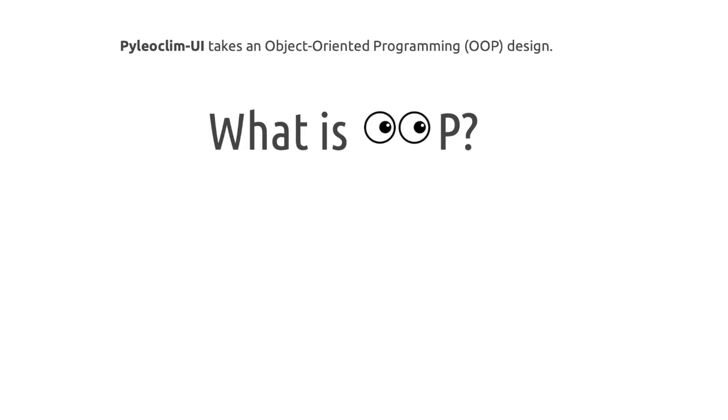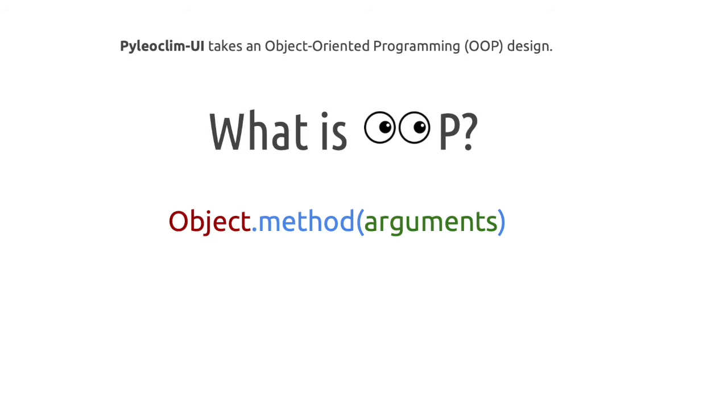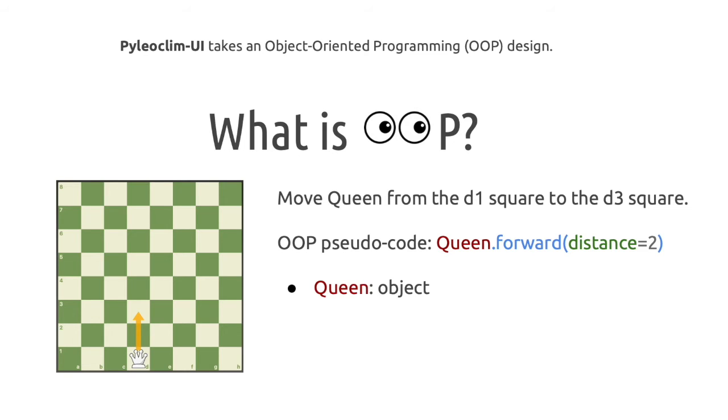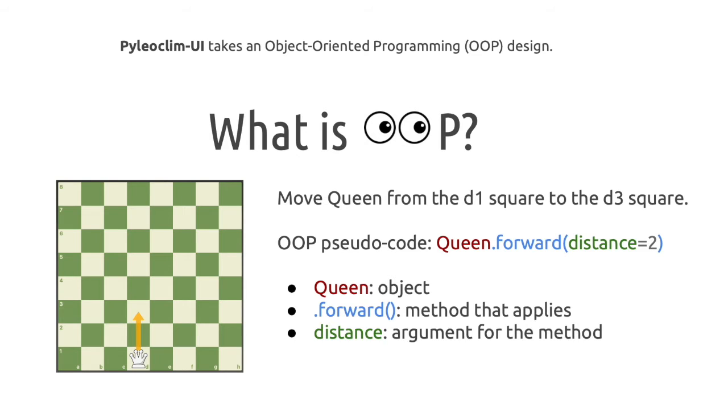The idea of OOP is much simpler than its name. The concept is to treat an item as an object. Then naturally we can apply a collection of methods on that object with certain arguments. For instance, if we'd like to describe the chess move that queen moves from the d1 square to the d3 square, then the pseudocode might be like this. Here queen is the object, dot forward is the method that applies, distance is the argument for the method, and 2 is the input parameter.